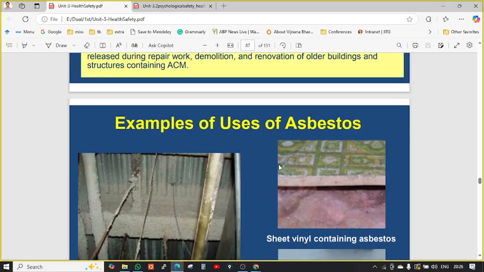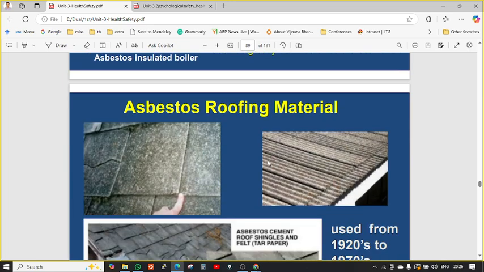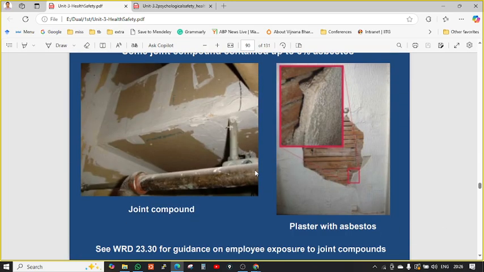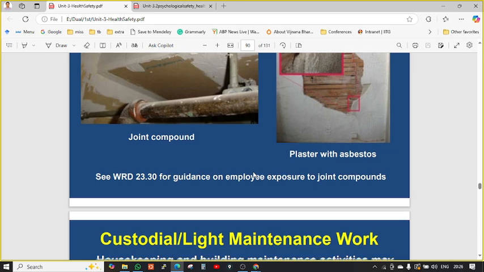Then there is excess use of asbestos. You see the rooftop is made of asbestos. Asbestos is discussed so much because it is very dangerous. If you are working with an asbestos plant or asbestos company, or if you are exposed to asbestos, then it is very dangerous for people.